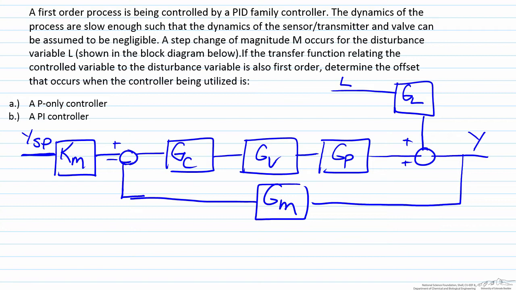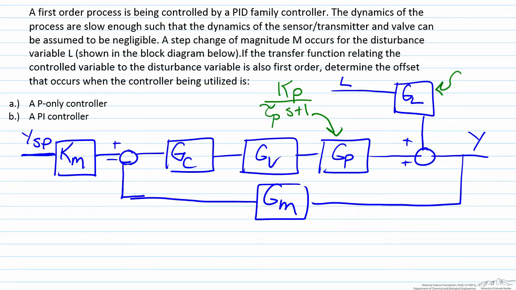So if the transfer function that relates the controlled variable Y to the disturbance variable L is also first order, like the process relationship, what we're going to do here is take a look at the offset that occurs when we're using a P-only controller and a PI controller. We're given the fact that the process is a first order transfer function, so we'll just write this here as Kp over tau Ps plus 1.